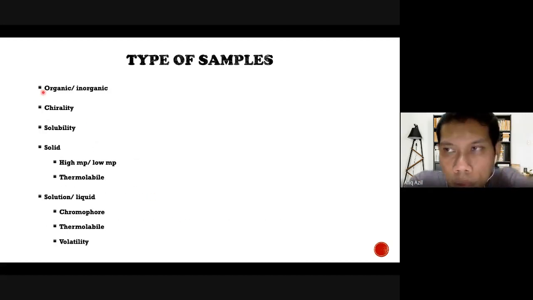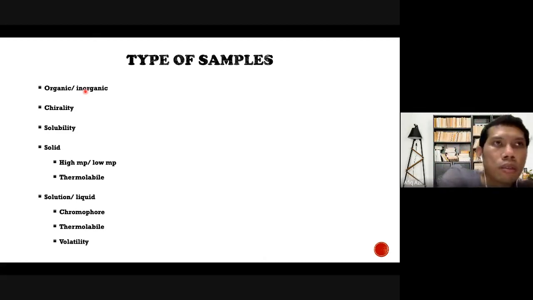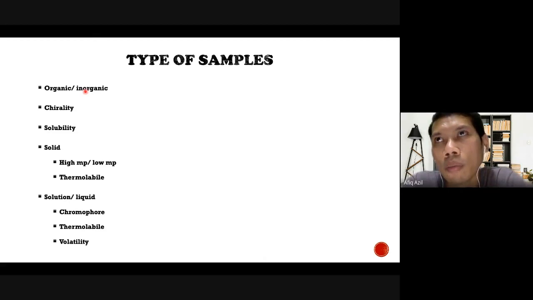So types of sample, there are several that you have to study, which is the sample being organic or inorganic. For inorganic, some of the samples will contain metals, like iron sulfate in antacid. Some of the antacid will contain aluminium. So this falls under inorganic. But if it's organic, most of the APIs fall under organic.